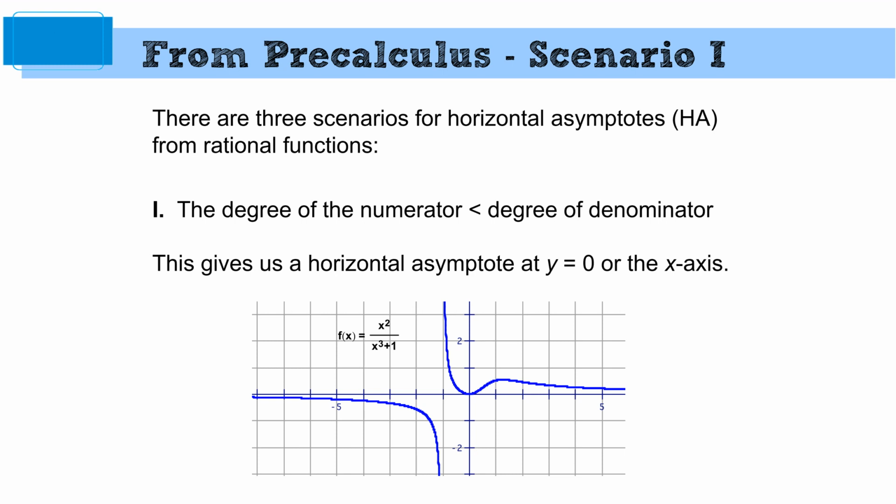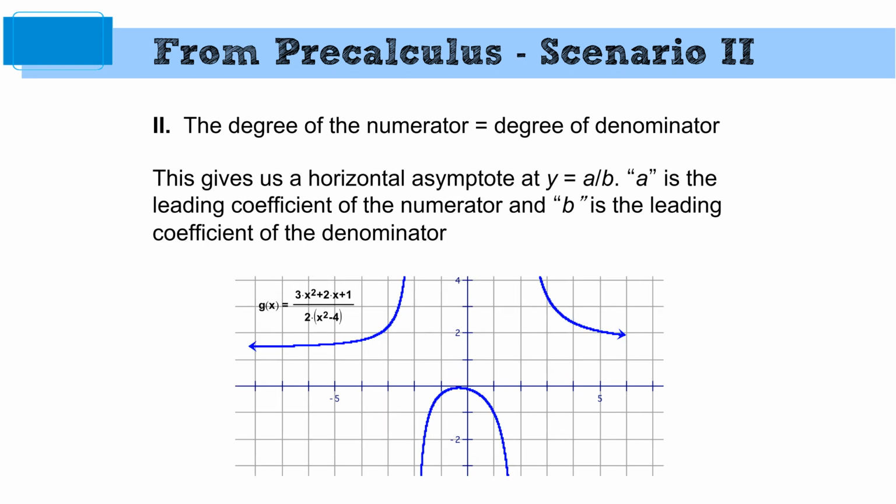Degree of the numerator is less than the degree of the denominator. You can all read. Then the horizontal asymptote will be the x-axis, also known as y equals 0. And it's a little bit tough to see, but if the function is given up there, the degree of the numerator in this example is 2, the degree of the denominator is 3. We've talked about degrees before, yes? So we're all on the same page. Okay, good. I love when there's no response. Scenario 2.